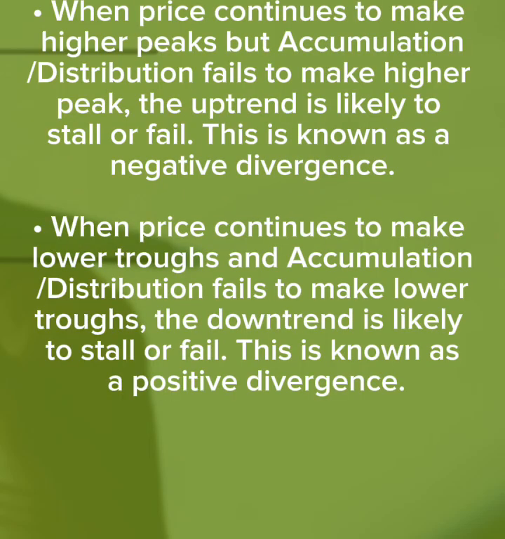When price continues to make higher peaks but accumulation, distribution fails to make a higher peak, the uptrend is likely to stall or fail. This is known as a negative divergence. When price continues to make lower troughs and accumulation, distribution fails to make lower troughs, the downtrend is likely to stall or fail. This is known as a positive divergence.